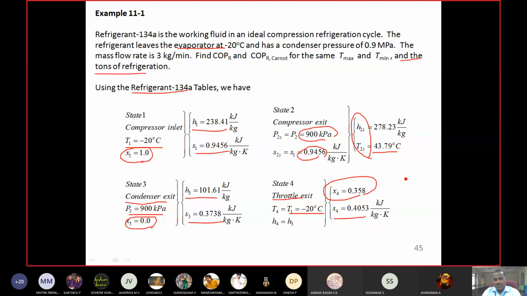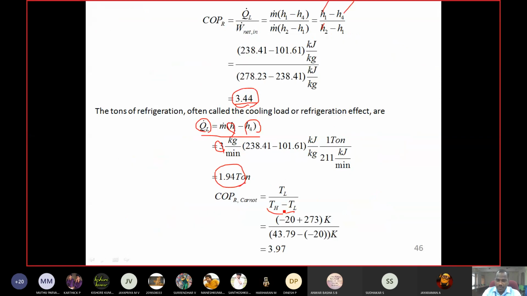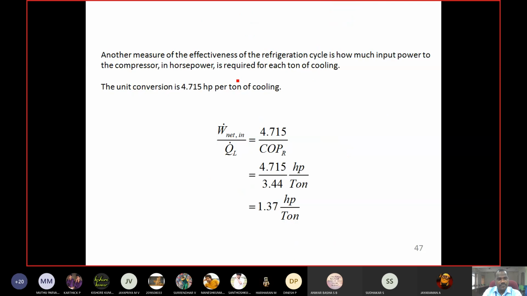So with the use of these two, we can calculate the COP of Carnot. Then that will be equal to 3.97. So, right, this is approximately equal to the COP of refrigeration. Right, so in this manner we can solve the problems involving the refrigeration cycle.